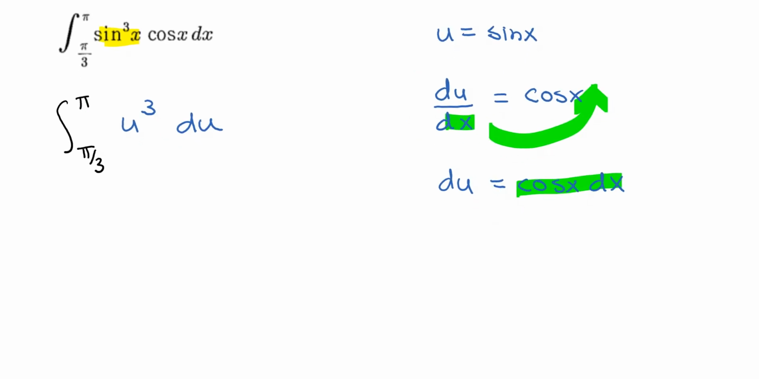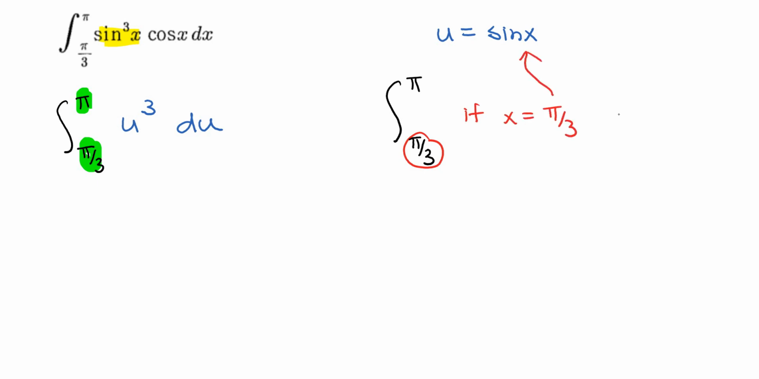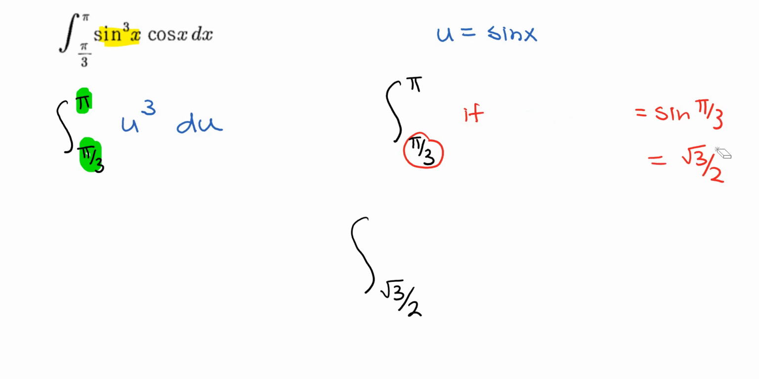And all we need to do now is change my upper and lower boundaries. So let's do that on the right hand side here. Let's just create another upper and lower boundary here of pi and pi over 3. I always like to start with the lower boundary. So if x equals pi over 3, then u would equal sine of pi over 3. Now sine of pi over 3, that's one of the special angles, so that's going to equal root 3 over 2. So my new lower boundary will be root 3 over 2. Okay, and then let's erase this.